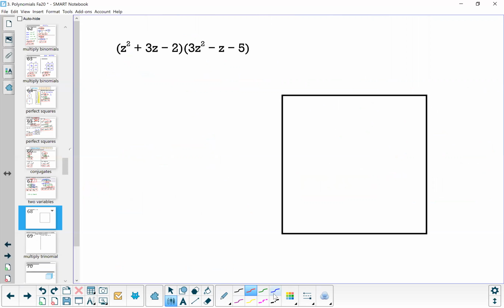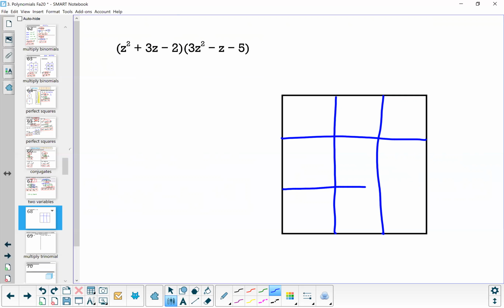And when you're doing the box method, you want to make sure it matches the number of terms in each set of parentheses, which we have a 3 by 3, 3 terms times 3 terms. So my box is 3 terms by 3 terms. And then on the left side, I'm going to put z squared plus 3z and minus 2. Along the top, I'm going to put 3z squared minus z minus 5. And I'm going to use this to guide me. So I'm not going to lose track of any arrows here.